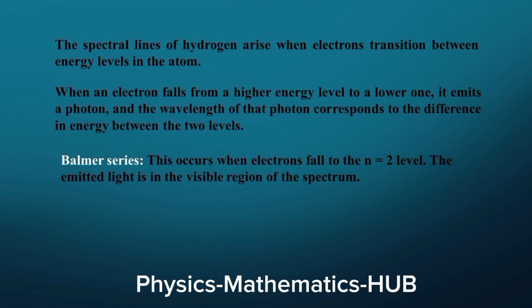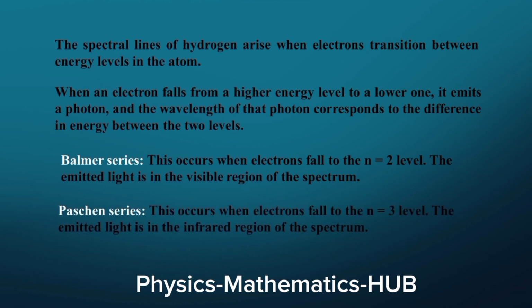Well, the Balmer series occurs when electrons fall to the second level. The emitted light is in the visible region of the spectrum. Similarly, the Paschen series occurs when electrons fall to the third level. The emitted light is in the infrared region of the spectrum.